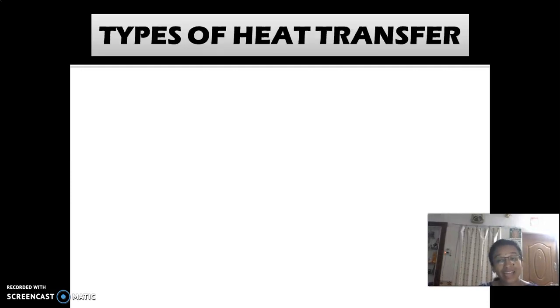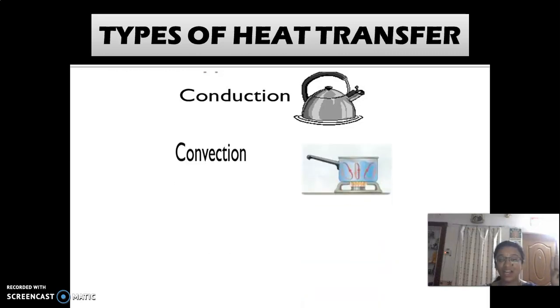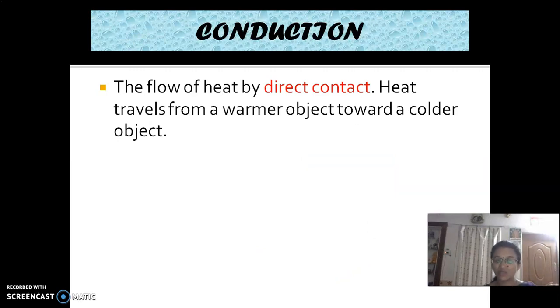Okay. What are all the types of heat transfer? Please tell me. How many types are there? Very good. There are 3 types of heat transfer. What is the first one, children? Very good. Conduction. What is the second one? Yes. Convection. And then what is the last one? Very good. Radiation. So the 3 methods of heat transfer are conduction, convection, and radiation. Okay. So now we will be discussing this one by one.